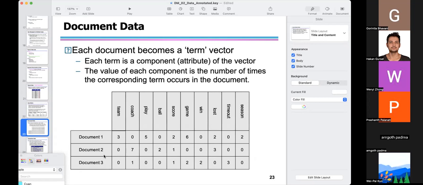Document data: document 1, 2, 3. Let's say, does this document contain the words team, play, score? This document contains the word team 3 times, play 5 times, and score 2 times. If we count the number of times each word occurred in the document, we could create a data matrix like this. So we have documents 1, 2, 3, 4. This could be used for analysis of websites, for example: does the website contain a specific keyword?